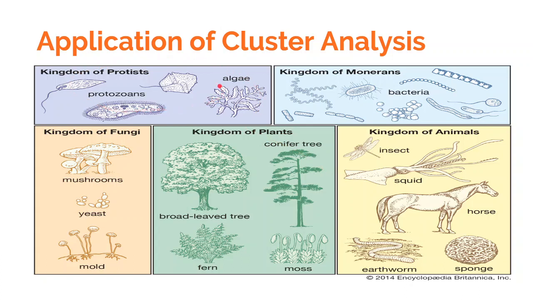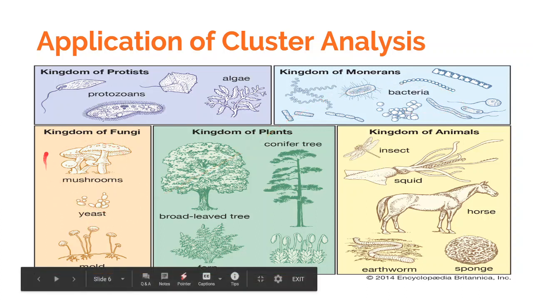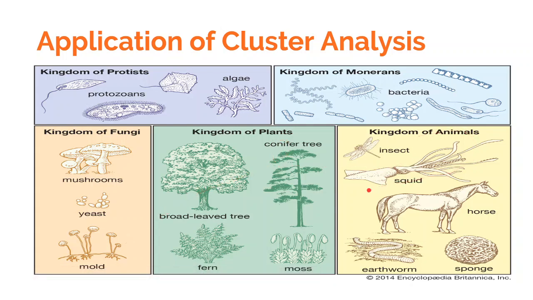This one cluster could be considered the kingdom of protists, where protozoa and algae are present. This is the kingdom of Monera, where the bacteria and different viruses are present. This cluster could be considered the kingdom of fungi, where mushrooms, yeast, and molds are present. This is the kingdom of plants, and this is the kingdom of animals.